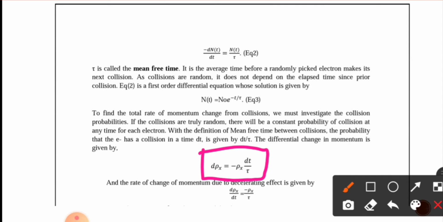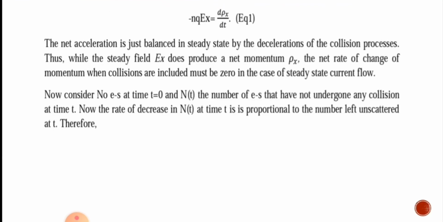So the differential change in momentum is dpx is equal to minus px into dt by tau. So what is dpx by dt? Dpx by dt, that is the rate of change of momentum due to the decelerating effect, is given by dpx by dt is equal to minus px by tau, where tau is the mean free time. So this is the rate of change of momentum due to deceleration.